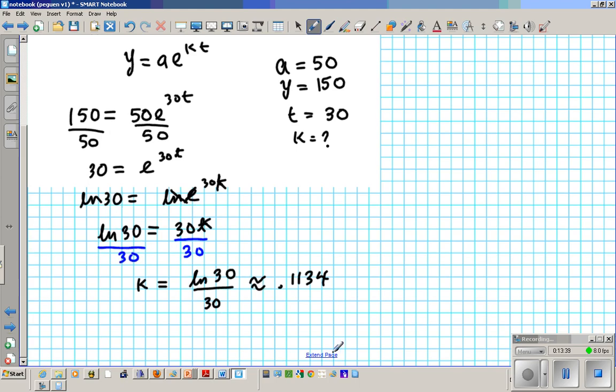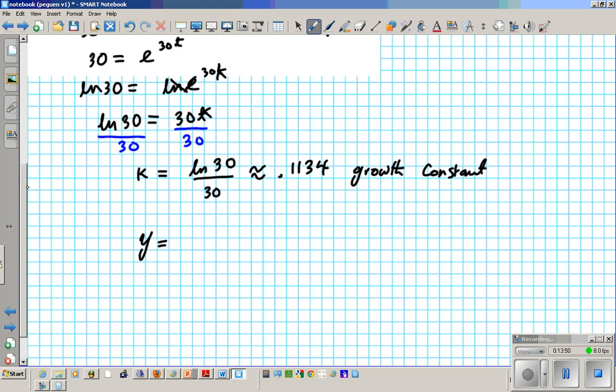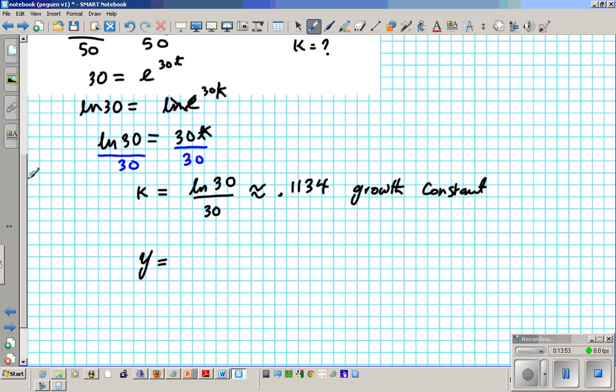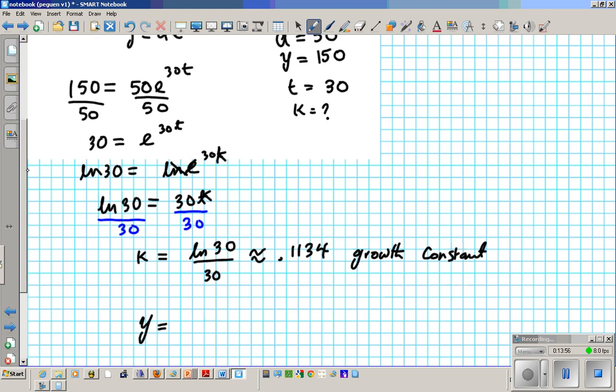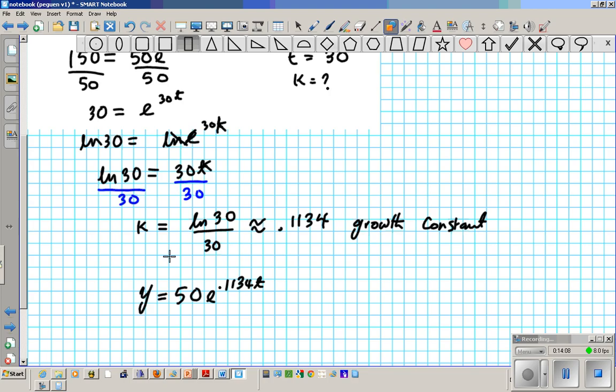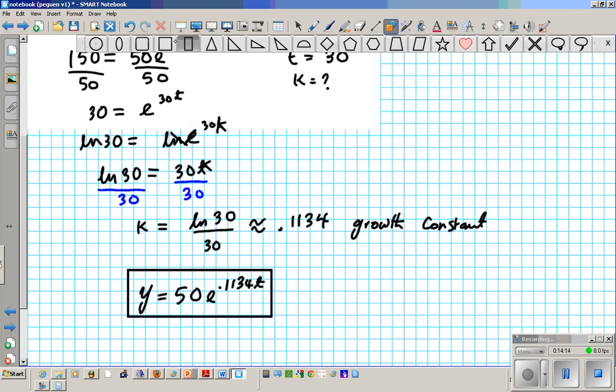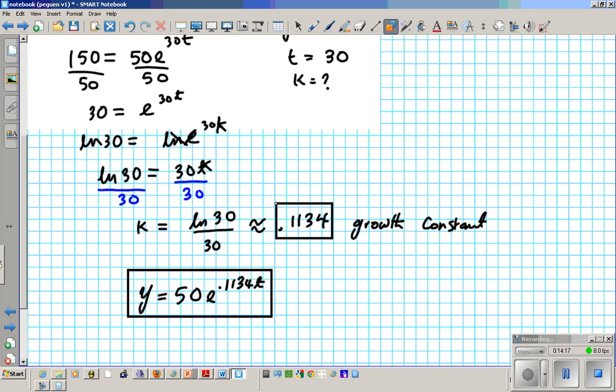And what is our model going to be? So this is the growth constant. And our model is going to be y equals, the initial amount is 50, right? It's not a floating amount. Initial amount is 50. Let's verify. Initial amount is 50. 50 e to the k. K is 0.1134 times t. Okay? Anytime you're given an initial amount, it has to be inputted into the equation. But if you don't have an initial amount, then you can use A as the variable. Okay? So there goes your growth constant, and here goes your growth model.